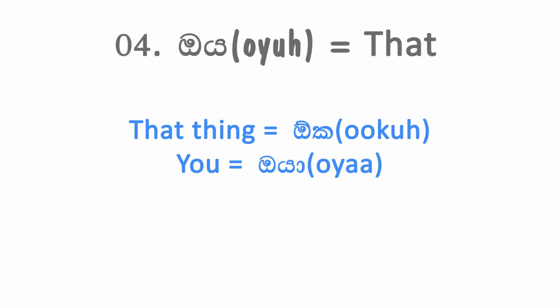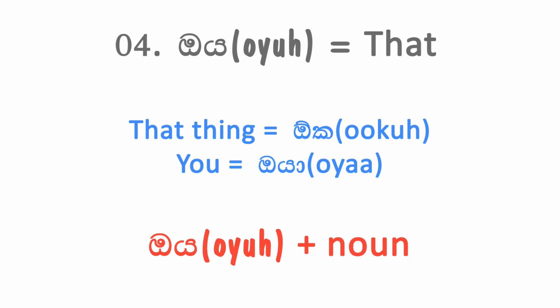When you change this word to talk about a person, the translation is Oyuh. That means you. But if you want to talk about a person near the listener, say Oyuh plus the noun, like Oyuh lamaya, Oyuh pusa, etc.